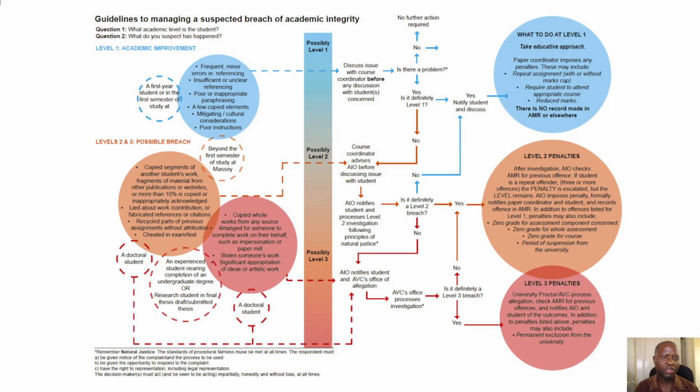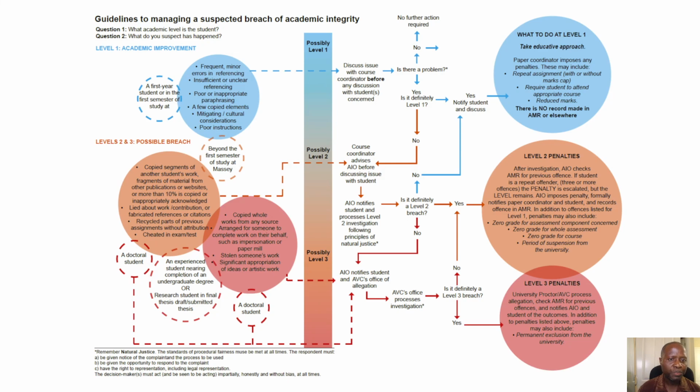The first level, of course, is where you have frequent errors in referencing, insufficient and unclear referencing, poor or inappropriate paraphrasing, and so on. Usually this happens to first year students or in the first semester of your study. Students like that don't know much yet, so it's important just to call them and discuss with them. And of course, there are a number of penalties. You could have penalties that include repeating your assignment and doing it properly, or you can require a student to attend an appropriate course that teaches them how to cite, and also you can reduce the marks as well. They can lose marks. Those are some of the things.